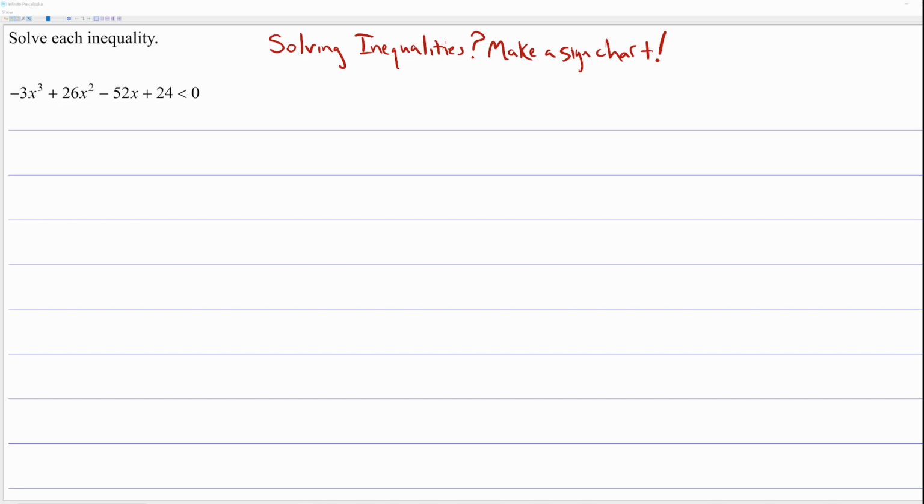If you ever want to solve an inequality other than just a very simple linear inequality, you make a sign chart. That's what you do. And in this video I'm going to show you how to make a sign chart. So we have a cubic polynomial, and we want to find when this is less than 0.